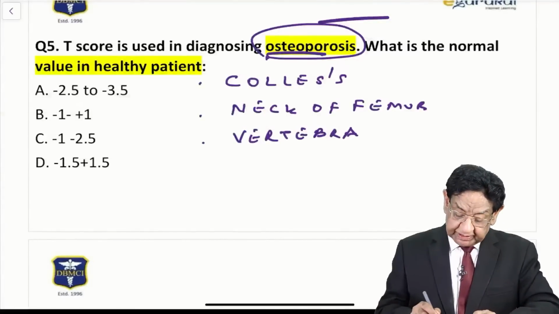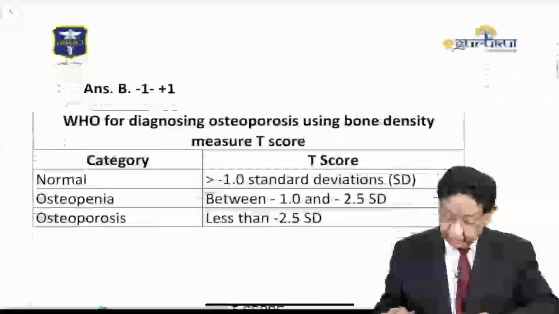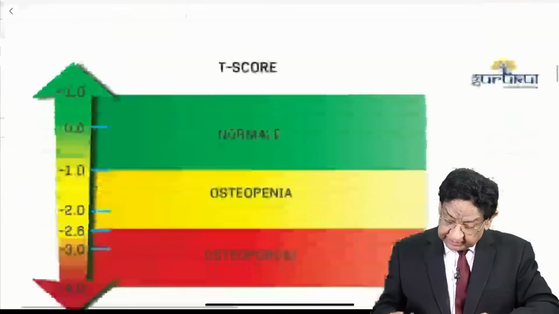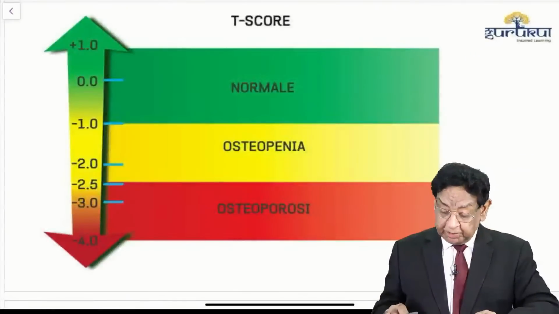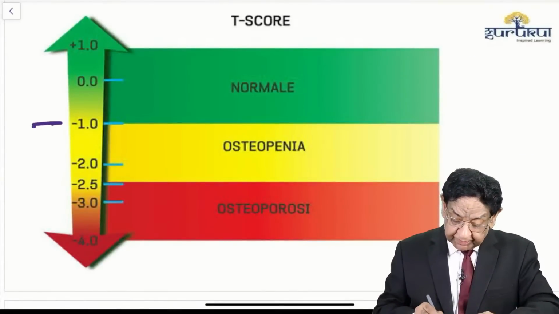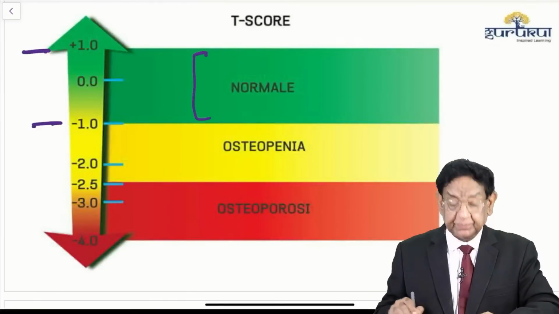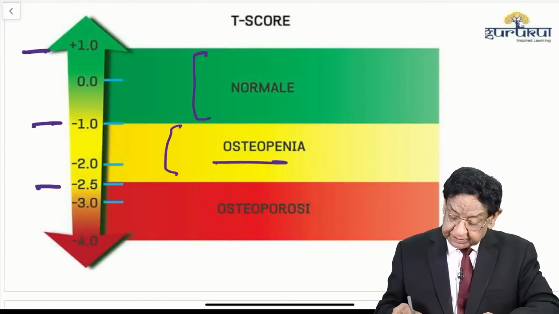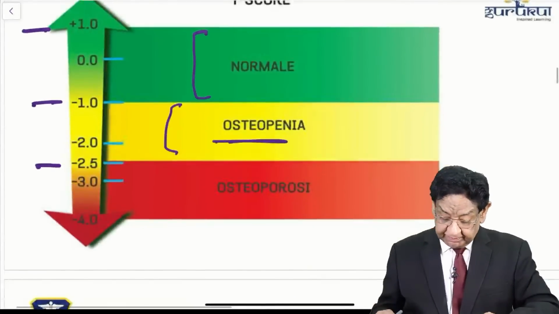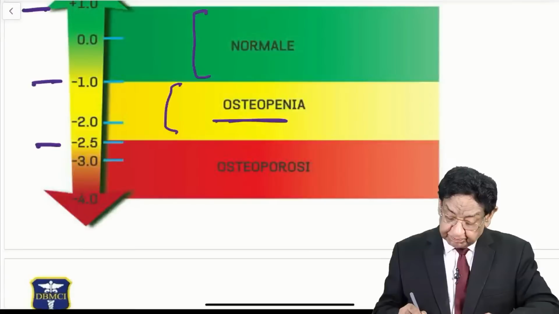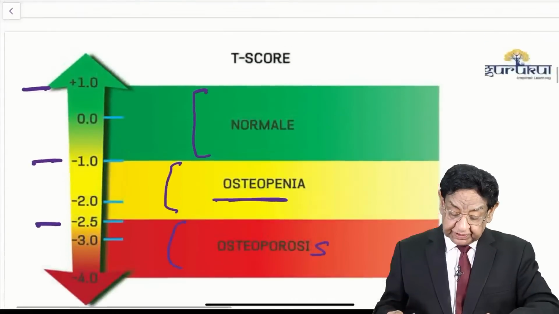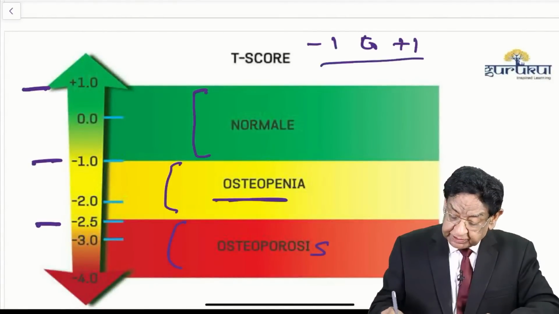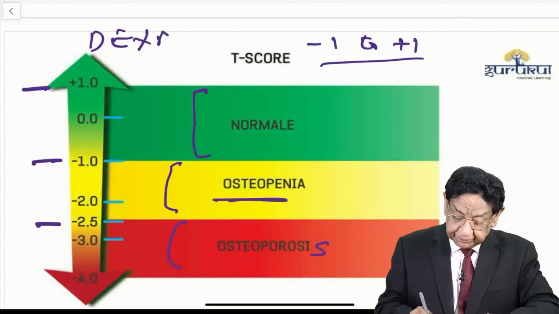He asks, what's the T-score in a healthy person? Point to note, a T-score from -1 to +1 is normal. -1 to -2.5 is osteopenia. And below -2.5 is osteoporosis. So friends, in a normal person it is -1 to +1 T-score that we check by DEXA scan.